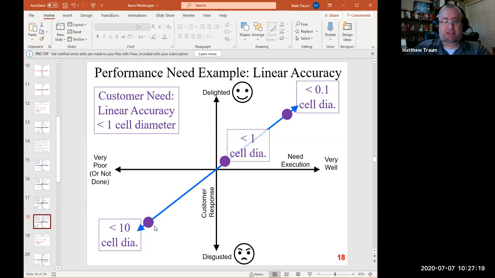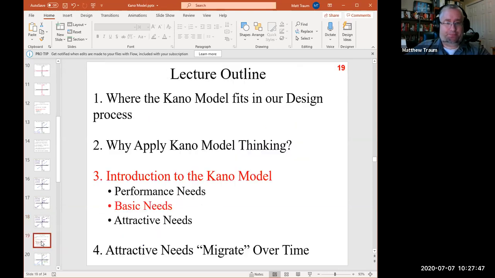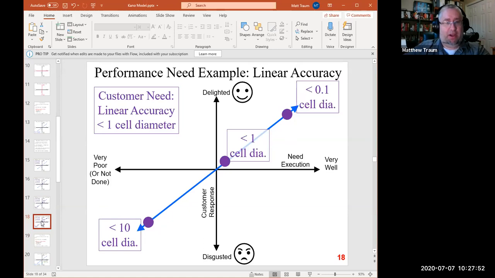So you can see it's not necessarily linear in a quantitative sense, but it's linear in a graphical, qualitative sense. If I'm doing the job badly, the customer is going to be disgusted. If I'm doing the job okay, the customer is going to be reasonably content. And if I do the job really well, the customer is going to be delighted. And it's that qualitatively linear relationship that defines performance needs. Okay, so before I hop on to the next one, can I answer questions about performance needs?